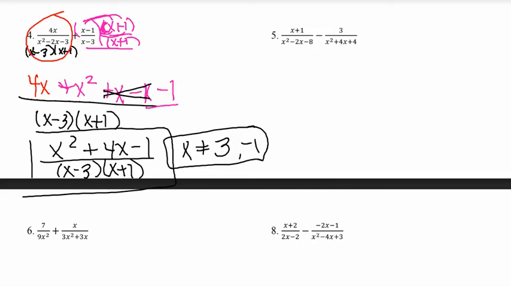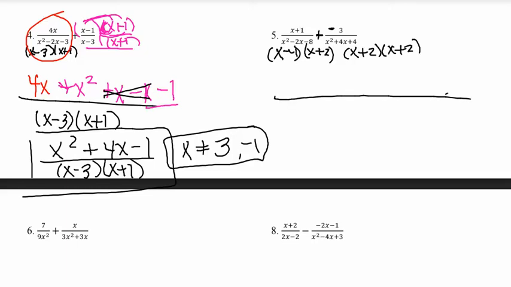I'll go ahead and do the same thing with number 5. I see number 5, I have to multiply and subtracting, so I'm just going to make that a plus negative 3 to make my life easier. So if I factor this guy on the left, factors of negative 8 are negative 4 and positive 2. And if I factor the guy on the right, I have x plus 2 and x plus 2. So my common denominator is, I have two x plus 2's over here. So I'm going to have x plus 2 times x plus 2, and I'm not going to write that out nicely until the end. And then I have x minus 4.